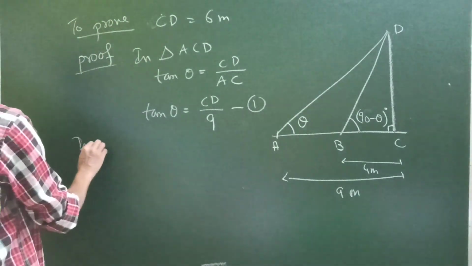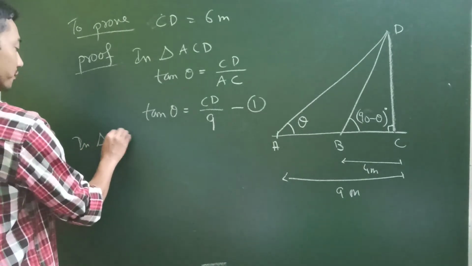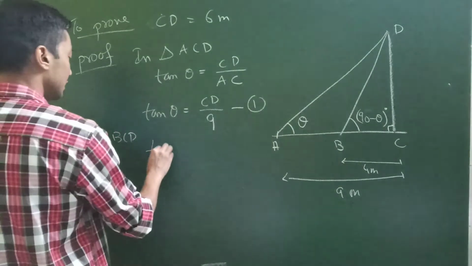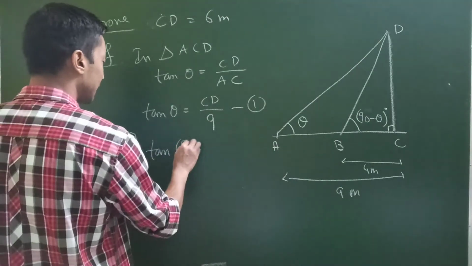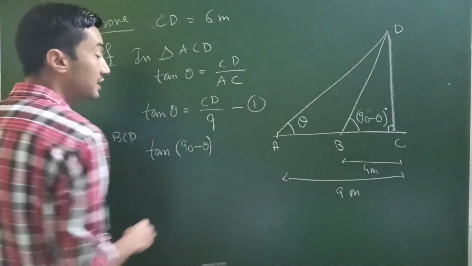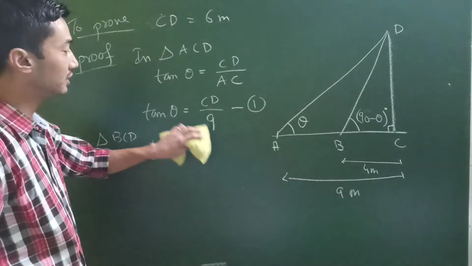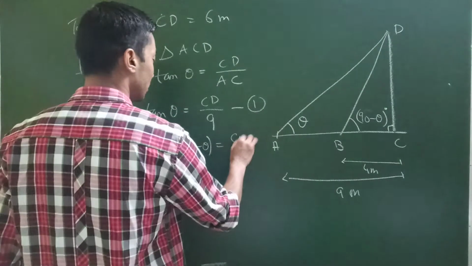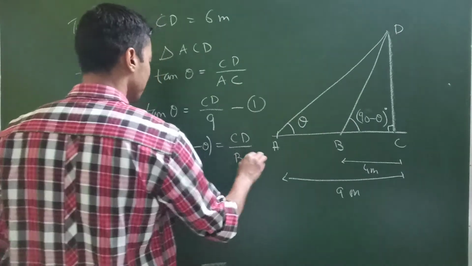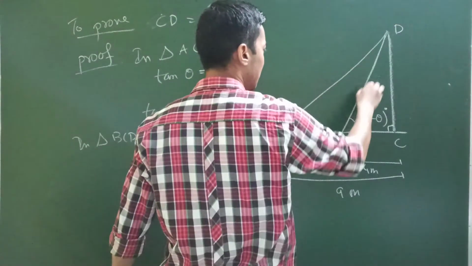Let's try with the other triangle. In triangle BCD, again, tan of, what is the angle here? 90 minus theta, maybe 60, maybe 45, we do not know. But in general, the angle is 90 minus theta, whatever is left of theta, will also be CD by BC, in triangle, this one, BCD.